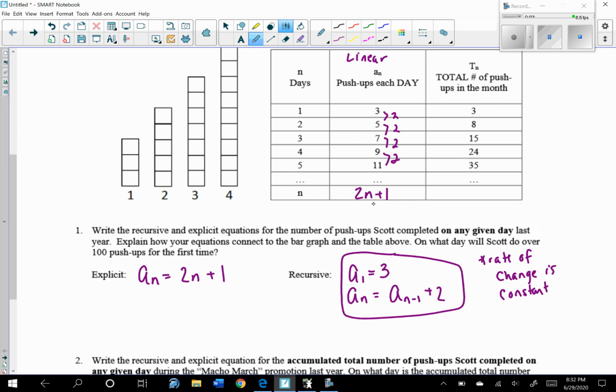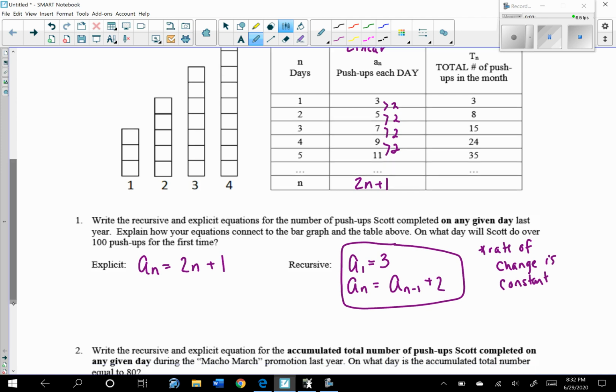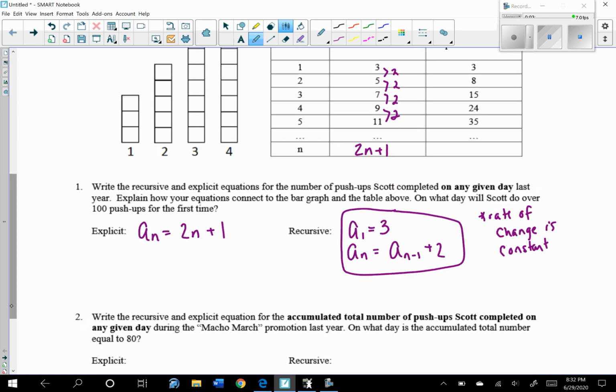So when you have a linear equation, you have a constant rate of change, which we've talked about in Math 1 with the slope. So if we want to figure out what 100 push-ups is, remember we have to use the explicit or recursive form. You would have to find all the terms up to the 100th term, which would take a while. So let's go ahead and use the explicit form.